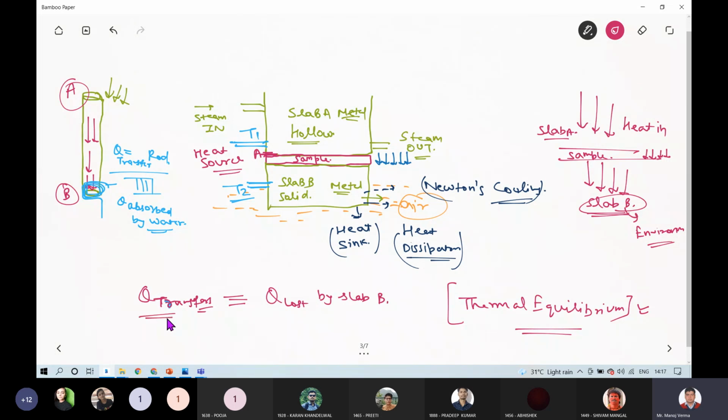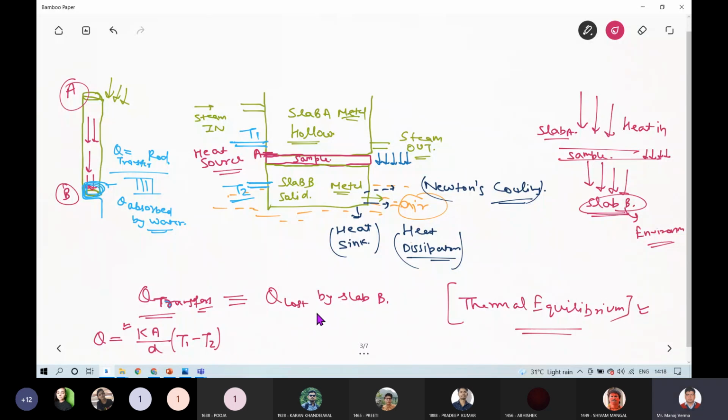Okay, so as I told you earlier, this Q was equal to K A by d, T1 minus T2, where T1 minus T2 is actually the temperature difference across your sample, the temperature of the upper face of the sample and the temperature of the lower face of the sample. T1 and T2 are the temperatures at thermal equilibrium. So at the point of thermal equilibrium, a constant amount of heat energy is traveling through this sample, and the magnitude of that heat energy can be given by this expression.